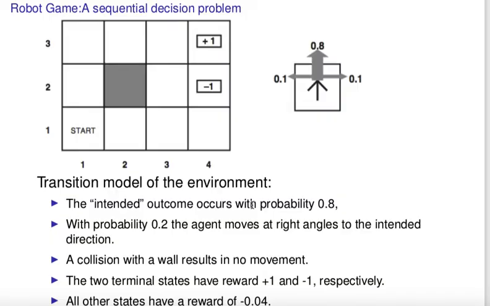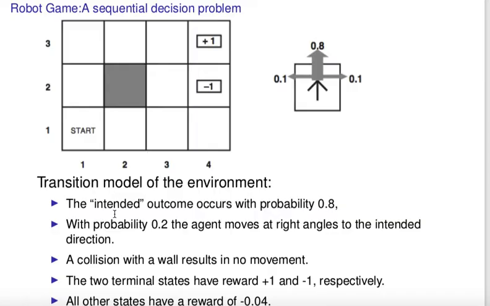The intended outcome will occur with probability 0.8, which is what I told you, right? And with probability 0.2, the agent is going to go sideways, right? So 20% probabilities, 10% on one side, 10% on the other side. A collision with a wall results in no movement, right? We talked about the terminals, +1 and -1 as the reward and punishment.